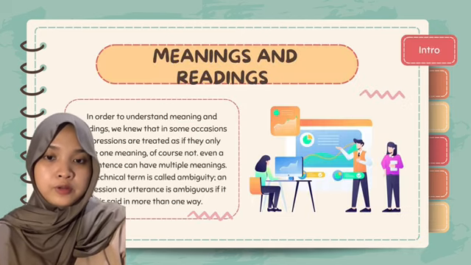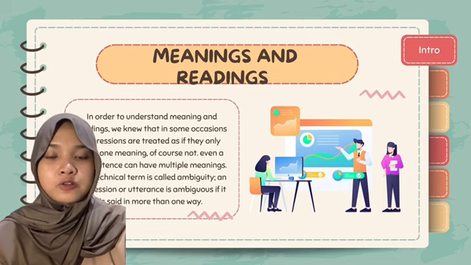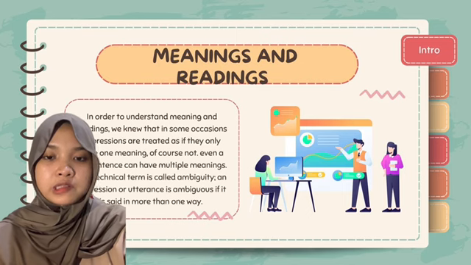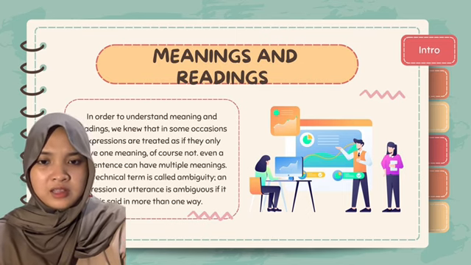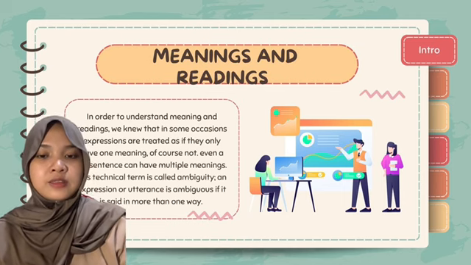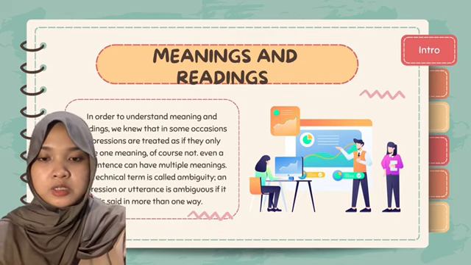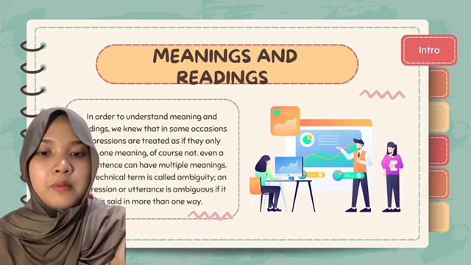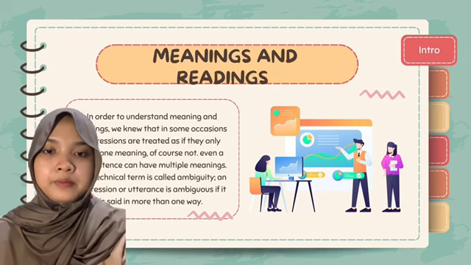In order to understand meaning and readings, we know that on some occasions, expressions are treated as if they only have one meaning. Of course not. Even a full sentence can have multiple meanings. This technical term is called ambiguity. An expression or utterance is ambiguous if it can be understood in more than one way.